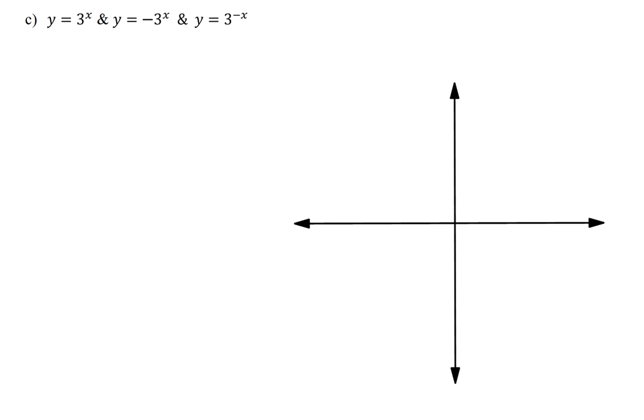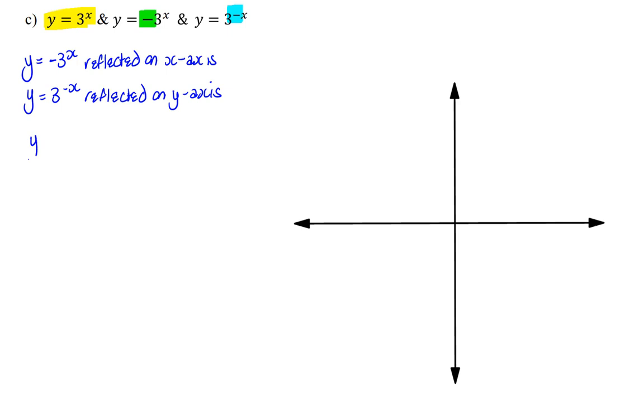Now let's look at some reflections. So our basic graph here is y equals 3 to the x. The first one has a negative in front, so that's going to be a reflection on the x-axis. And the other one has the negative with the x, so that's going to be a reflection on the y-axis.